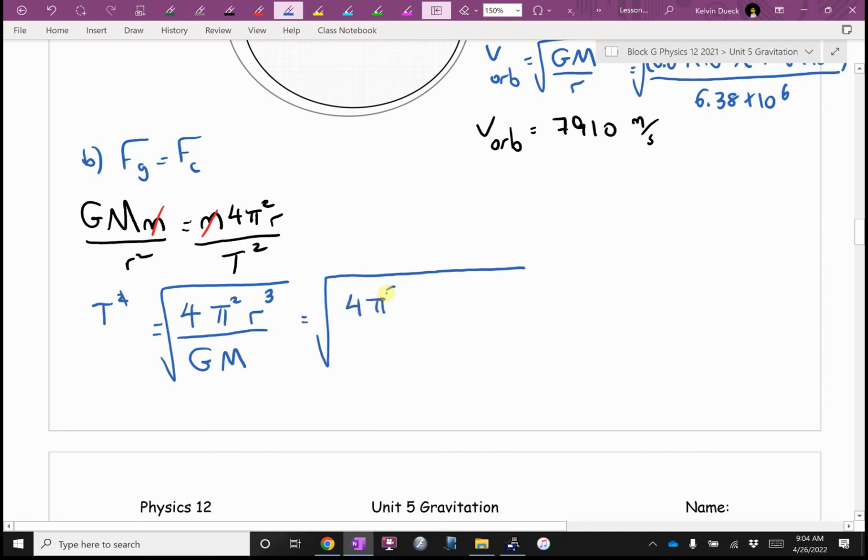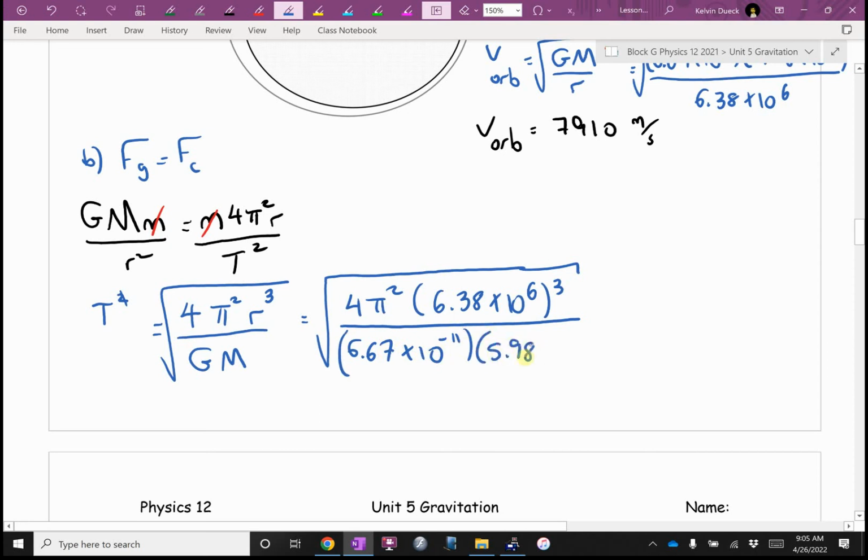4 pi squared 6.38 times 10 to the 6th. You better know how to use your cubed button or to the power of button. All over 6.67 times 10 to the negative 11. There's big G. 5.98 times 10 to the 24th. The square root of that.